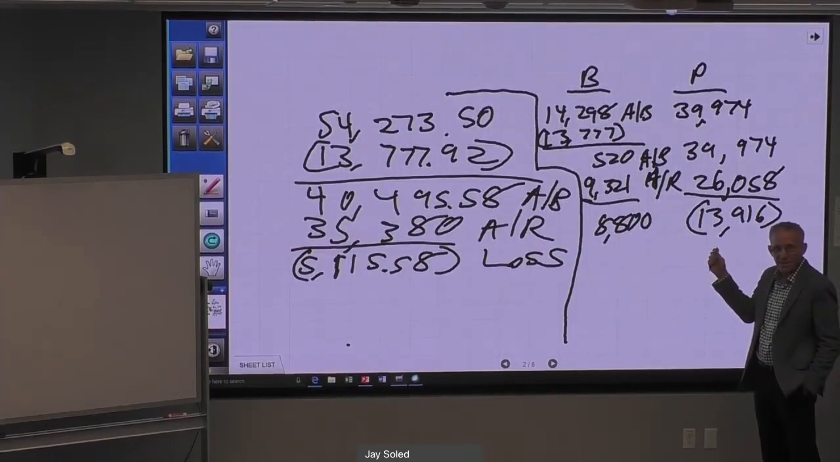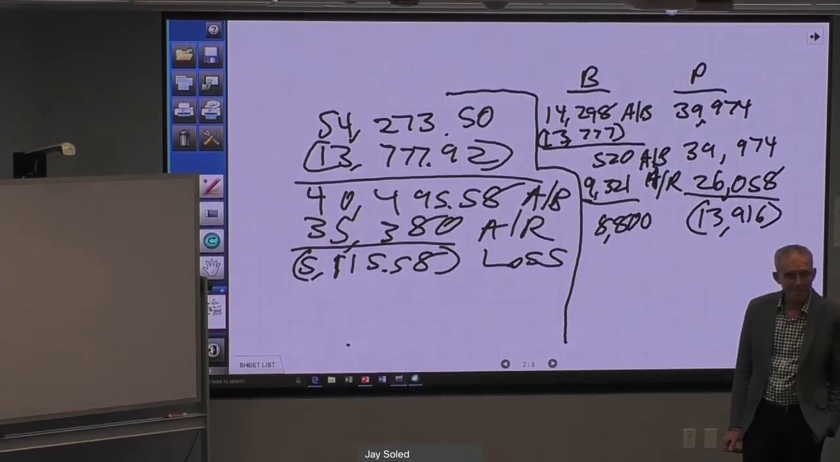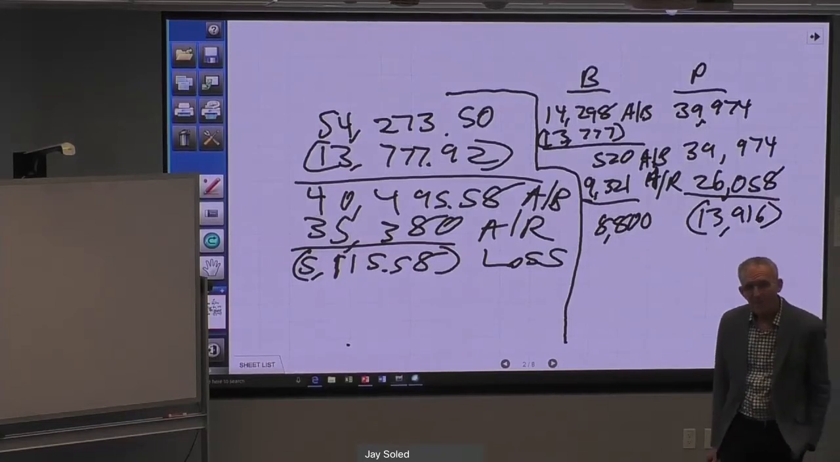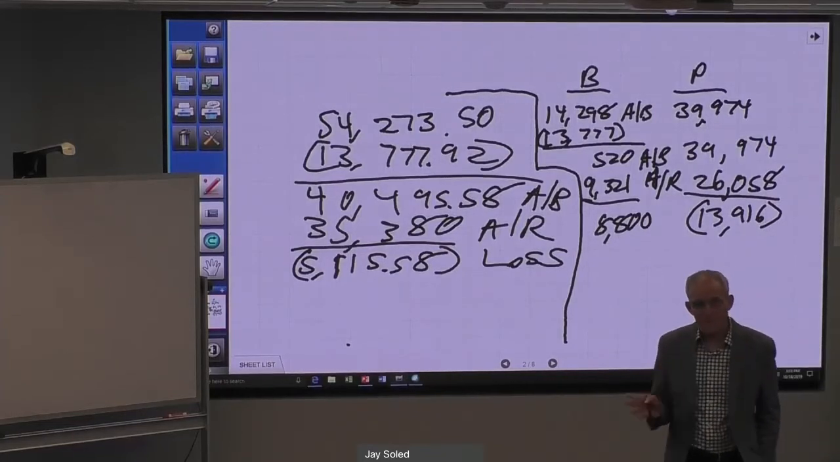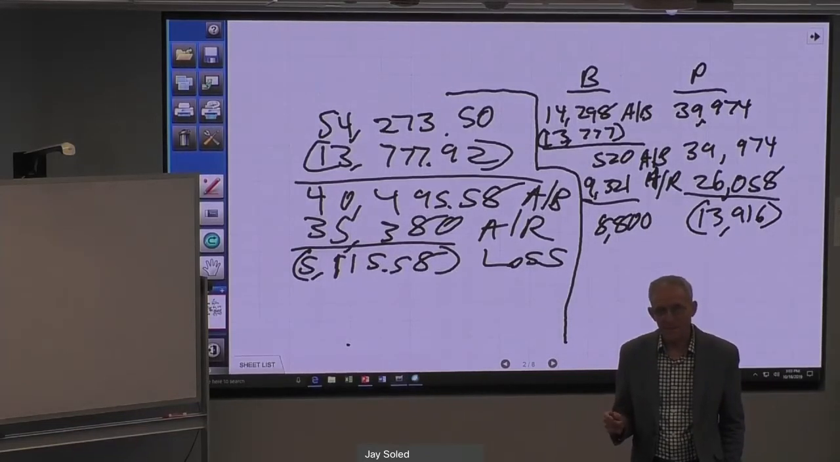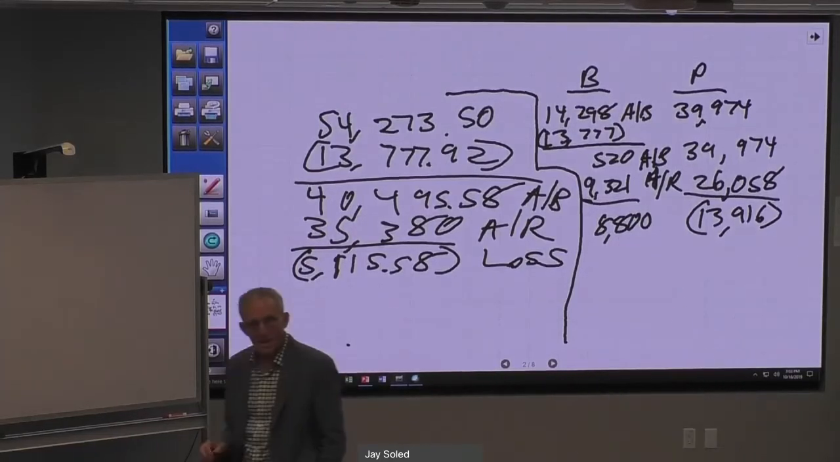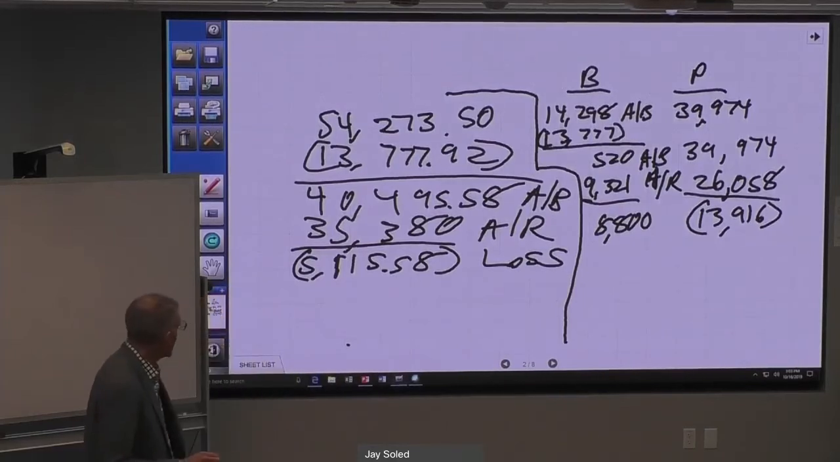Now, can this loss be taken? What do you think? Code section 262. Say again? 262. The better one is 165, which does not permit losses that are not trade or business or investment losses. On the business side, what's the character of that 8,800?